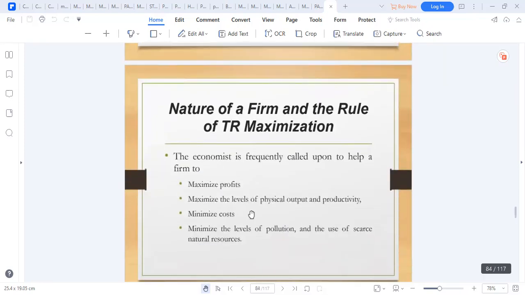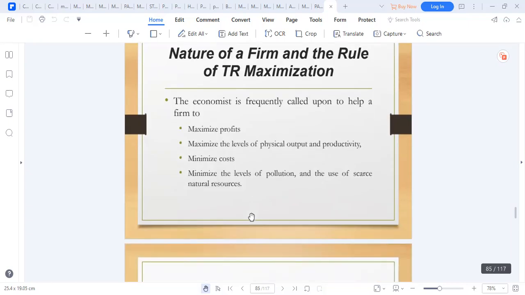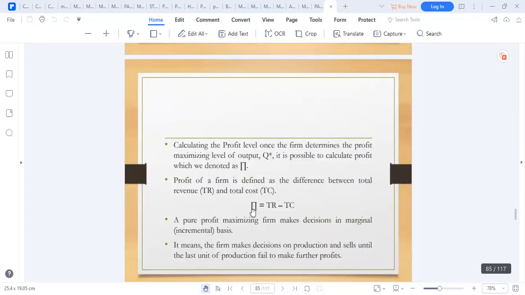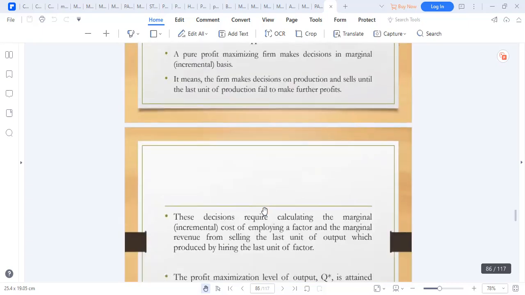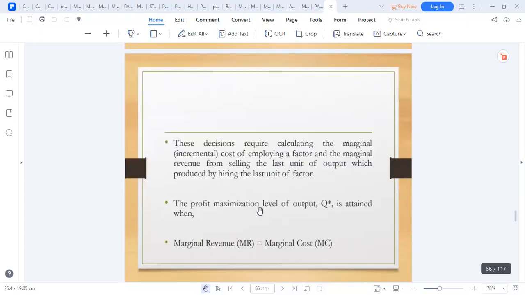All right. So firms usually maximize their profits or maximize their output, but minimize costs. We can't maximize what? Costs. And the profit is the difference between the total revenue and the total cost. So when we want to maximize the level of output, it is maximized when marginal revenue is equal to marginal cost. So these are the principles you need to understand.